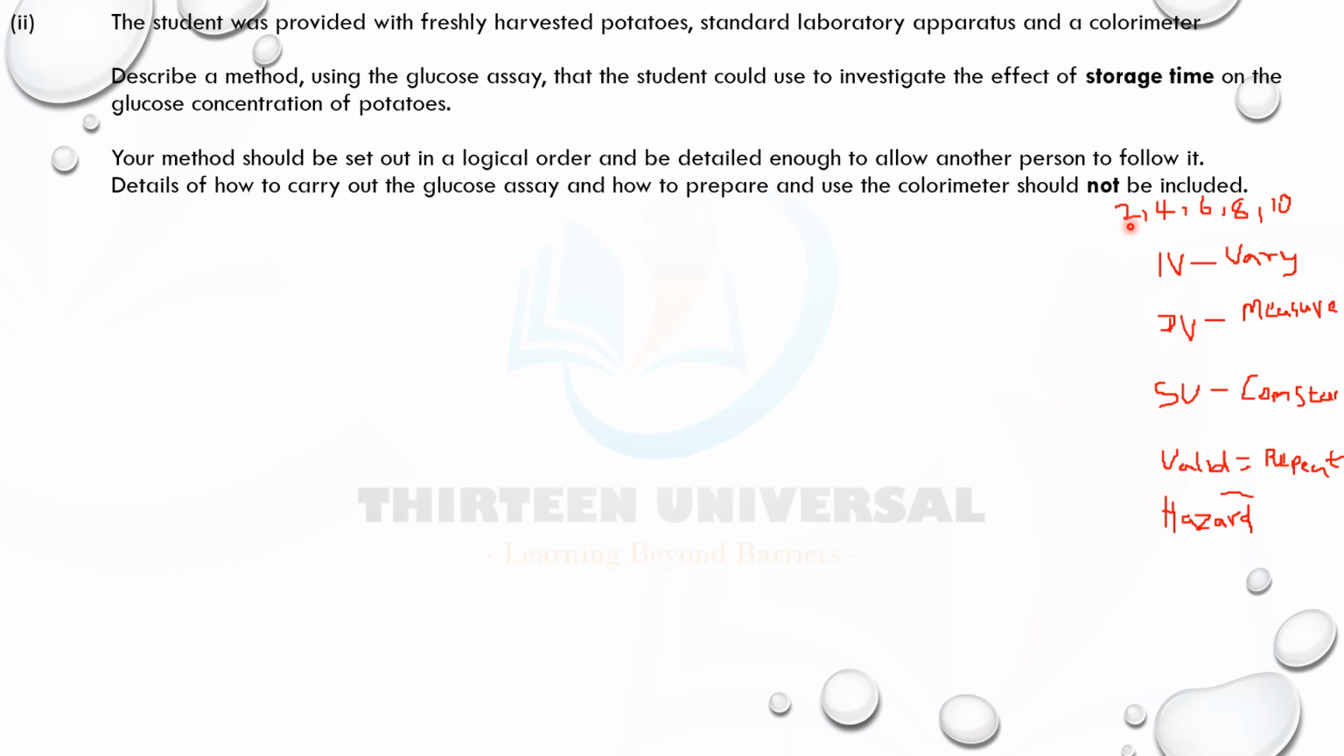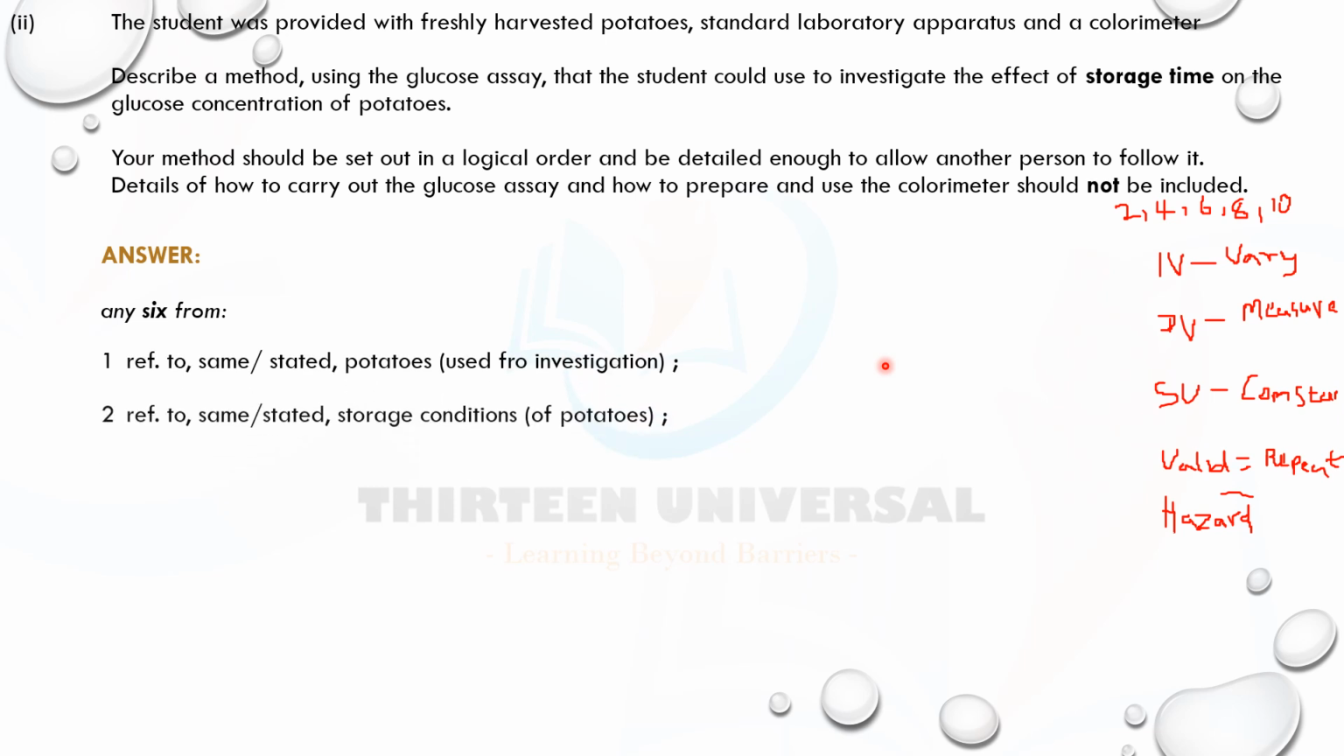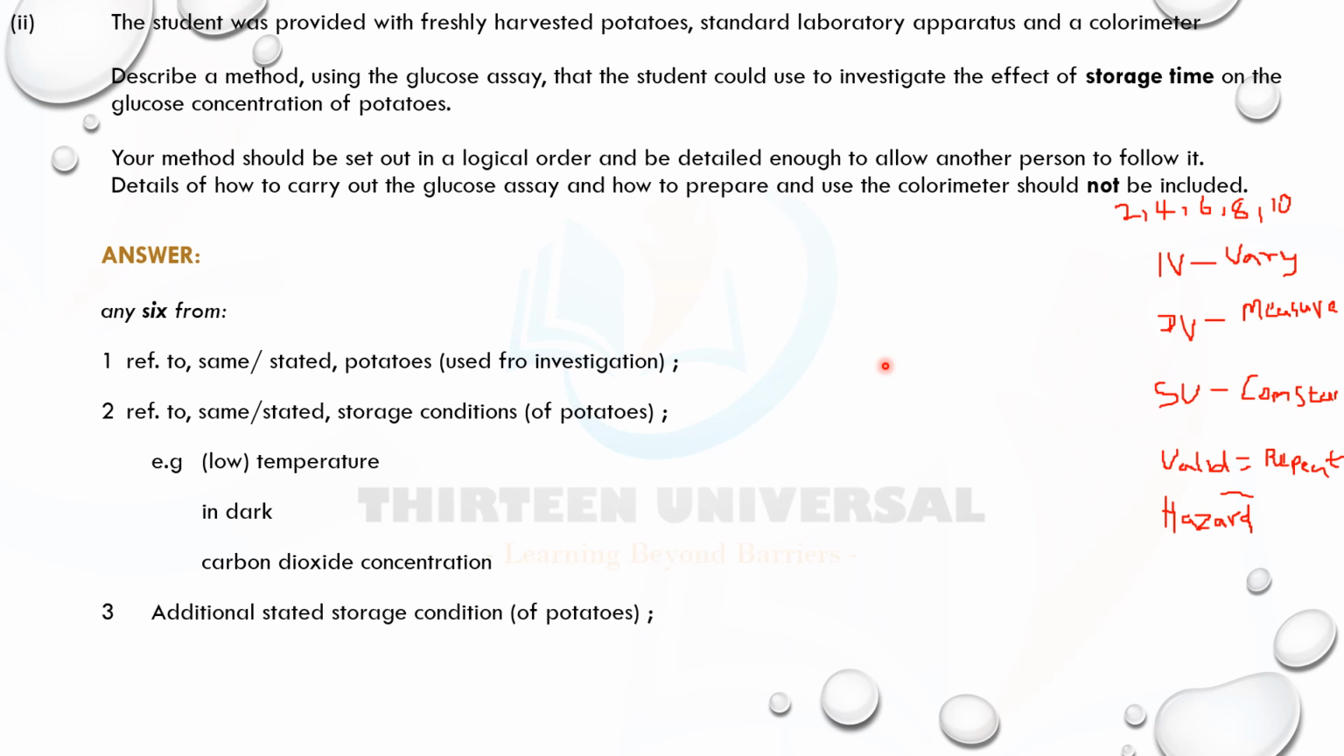When you prepare the potato juice, you can then carry out a glucose assay: add Benedict solution, and then heat it. After that, filter it, but they say you shouldn't go into it. Carry out the glucose assay, and then put what the solution produces in the colorimeter and measure the absorbance. So you do the same for every one of them. So just look at it. Same stated potato used for investigation, same stated storage conditions. These are things in storage condition: low temperature, in dark, carbon dioxide concentration, additional storage conditions of potato. Use a minimum of 5 different storage times, like I've mentioned.